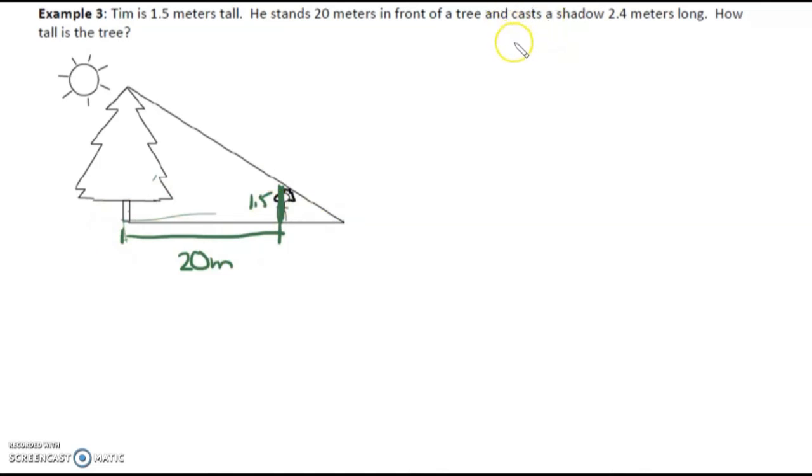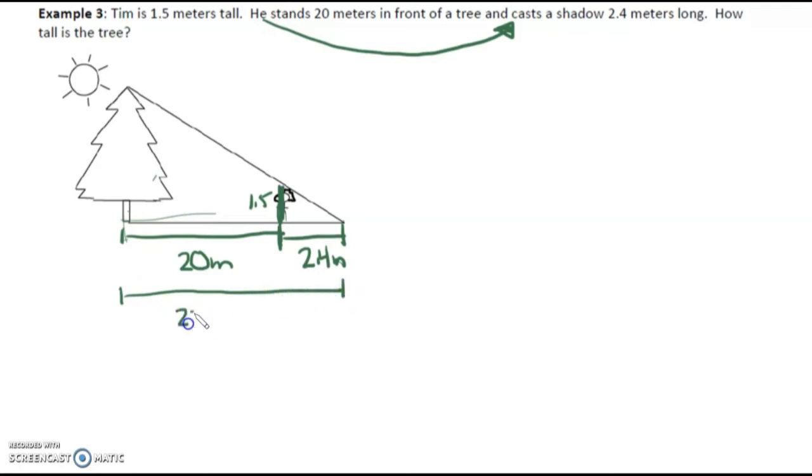When it says he casts a shadow, he casts a shadow of 2.4 meters long. So from Tim to the end of the shadow is 2.4 meters. That means this entire side is 20 plus 2.4, so 22.4 meters. So the question is, how tall is the tree?